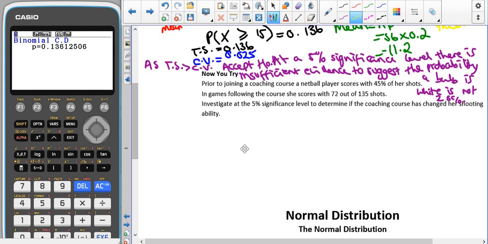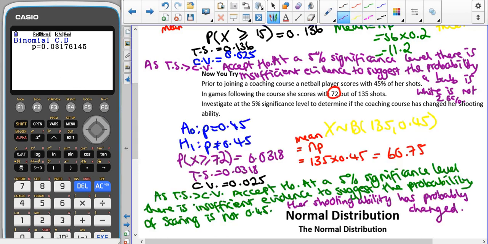So now I'd like you to pause the video and give the Now You Try a go. Okay, so hopefully you paused the video and gave the Now You Try question a go. So this time we had, prior to joining a coaching course, a netball player scored 45% of her shots. The game following the course, she scored 72 out of 135 shots. And we're investigating a 5% significance level to determine if the coaching course has changed her shooting ability.